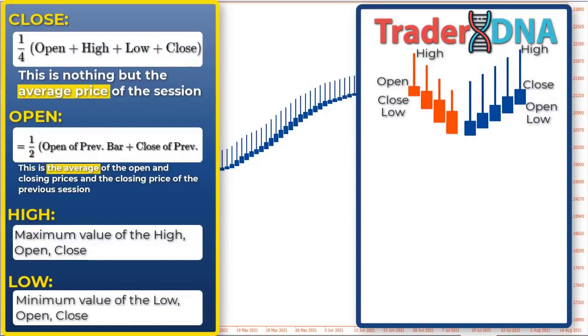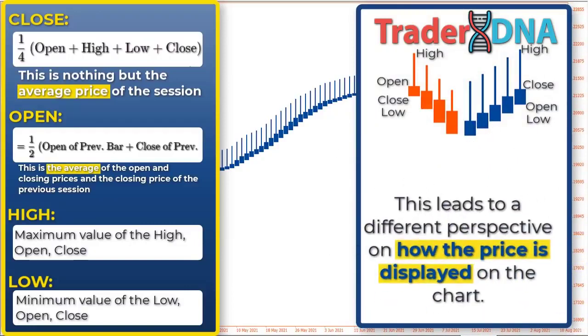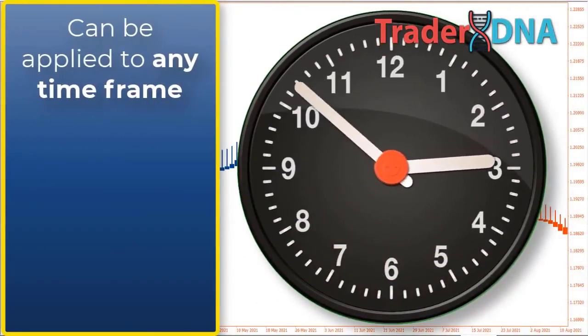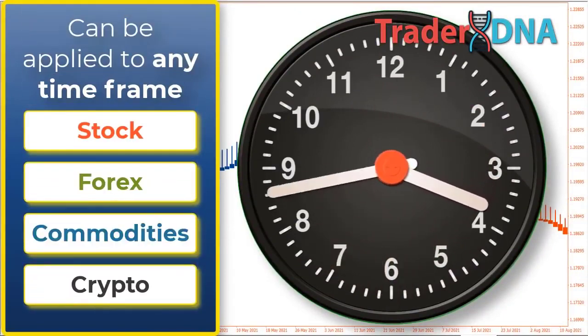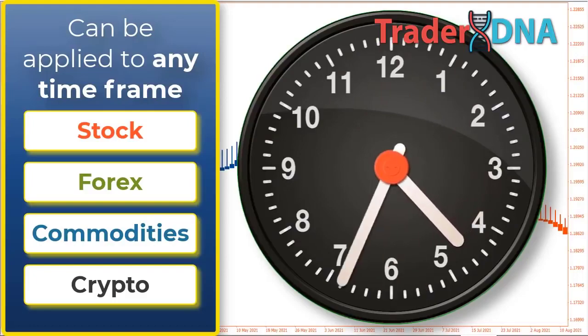What you can see from the calculation is that the HEIKEN ASHI price chart gives attention to both the high and the low as well as the closing prices. This leads to a different perspective on how the price is displayed on the chart. The HEIKEN ASHI chart can be applied to any time frame and to any market like stock, Forex, commodities, and cryptocurrencies. It behaves the same way as you would expect a regular candlestick chart to work.